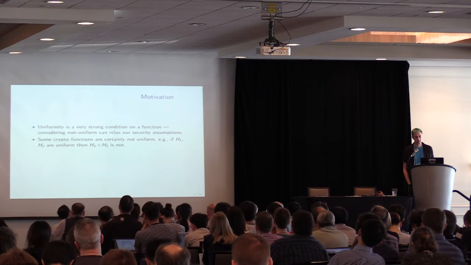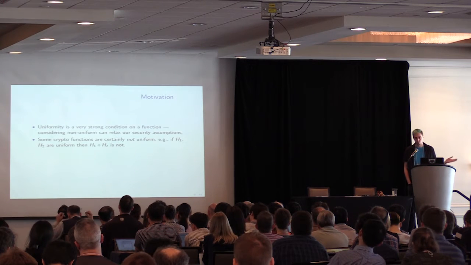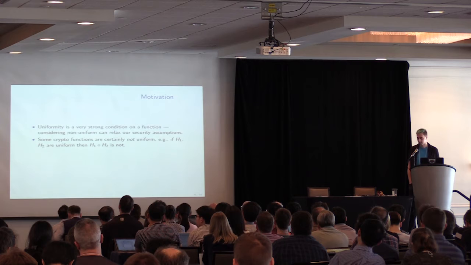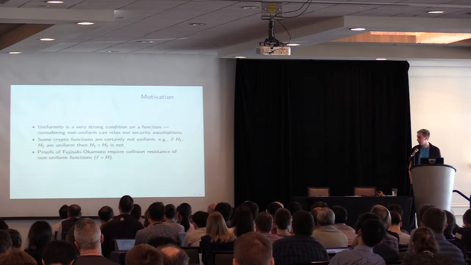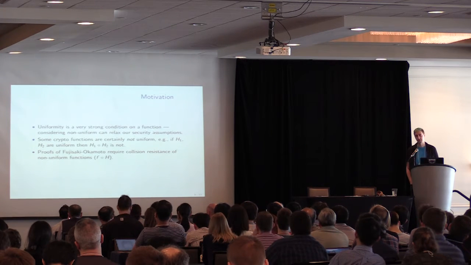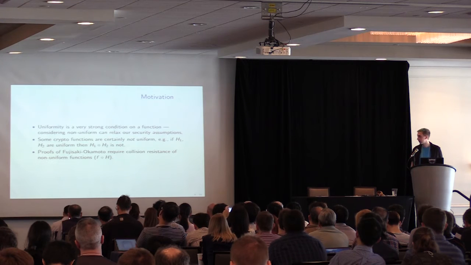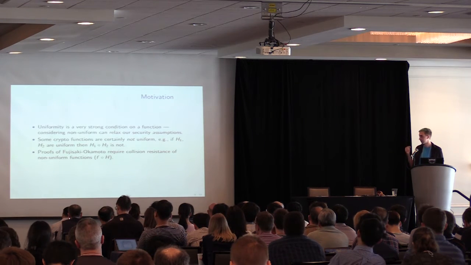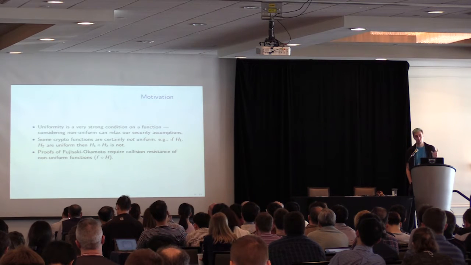For example, often composing uniform things with other things results in functions that are overall not entirely uniform. This has particular relevance to proofs of Fujisaki-Okamoto, which of course is very needed in a lot of CCA2 conversions, where you want to consider the collision resistance of some function f, which has to do with the encryption, and a hash function, and you want this overall composition to be collision resistant.